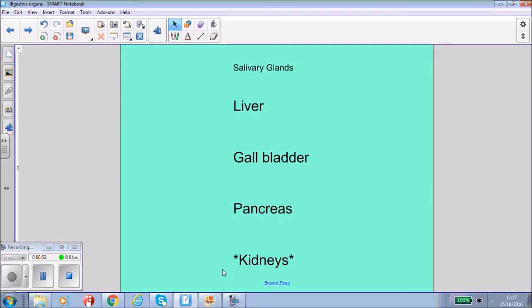Now, the kidneys are not technically part of the digestive system. They're actually part of the renal system and the urinary tract. However, they are involved in the excretion of waste, so that's why we've included it in this section on the digestive system. So let's first of all just look at the location of these.